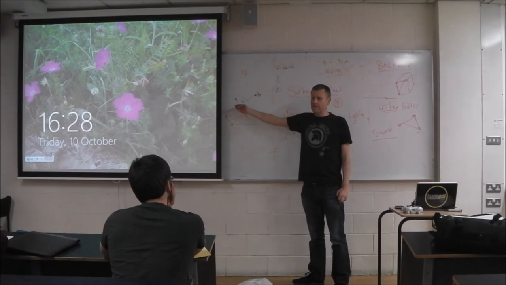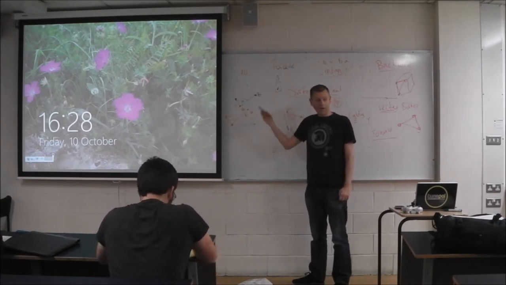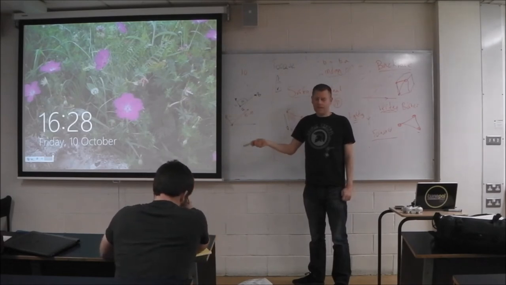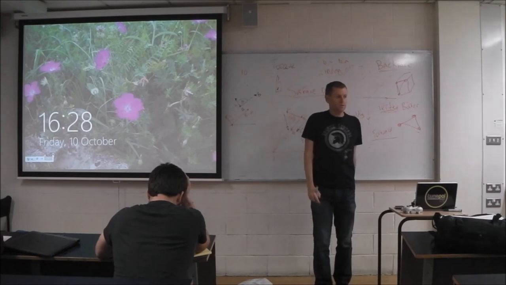So that's another use for the cross product: calculating the axis of rotation, calculating surface normals, calculating a right vector in order to do a strafe, calculating the up vector, keeping everything aligned with the use of the cross product. There are lots of applications for the cross product, okay?